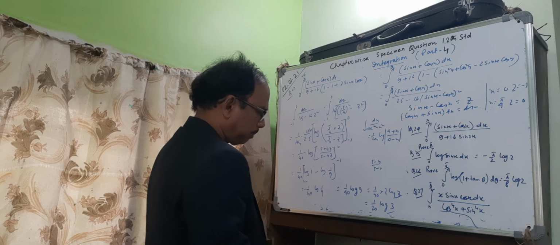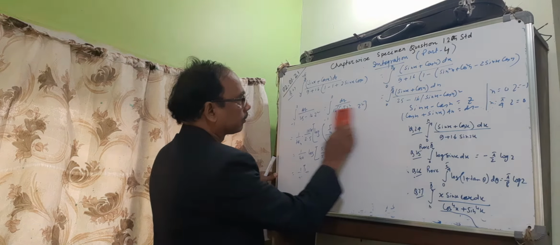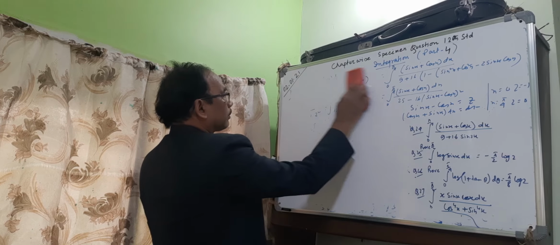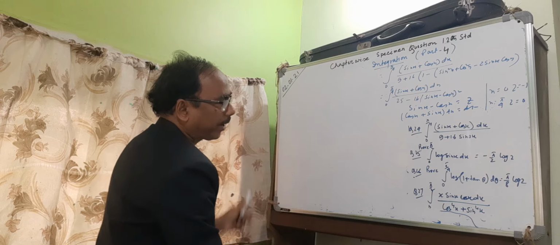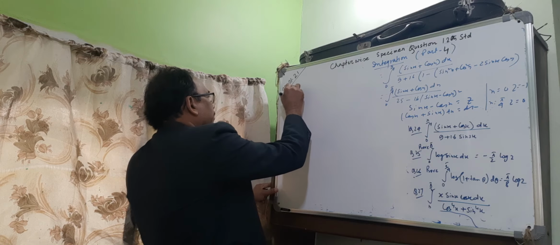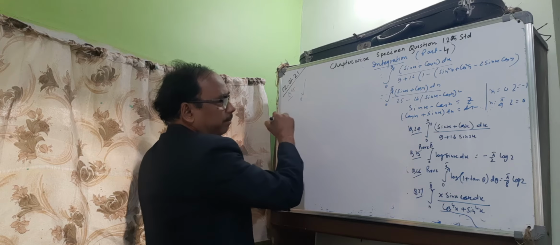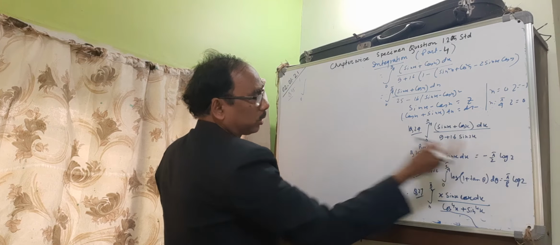Next, sum number 25. Sum number 25 is a very good sum. Question number 25: prove this equals this.